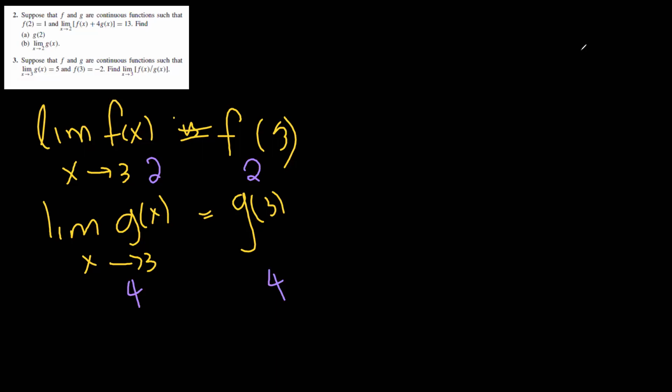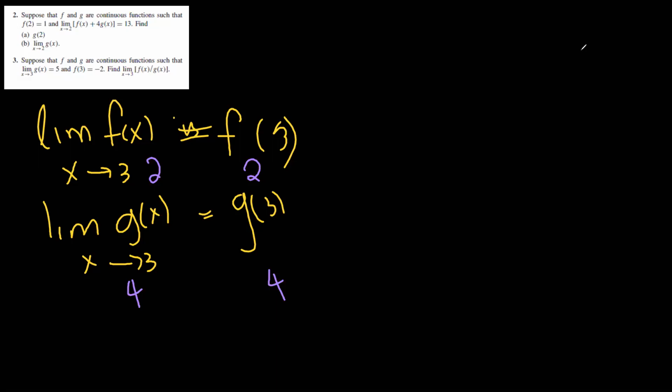Why? Because if you told me that they are continuous, what does it mean? That means f of 3 is equal to the limit of f of x as x approaches 3. And also for g of 3, it's continuous with the limit. That means if g of x is continuous at x equals 3, g of 3 is equal to the limit as x approaches 3.